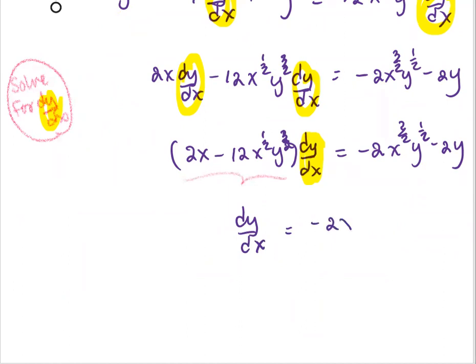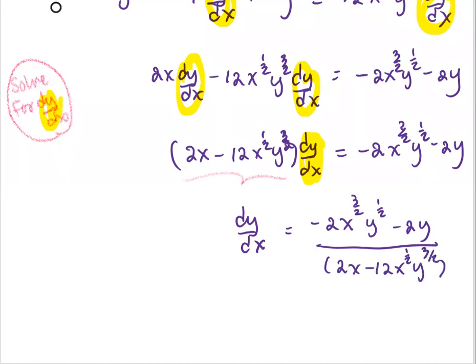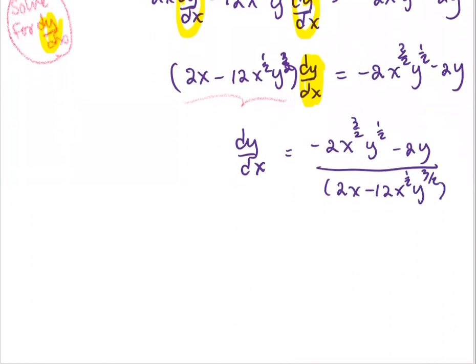So then the right hand side is negative 2 x to the power 3/2, y to the power 1/2 minus 2y, all divided by the quantity 2x minus 12 x to the power 1/2, y to the power 3/2. So this is the unsimplified solution. Okay, but the main part is done, the whole process is done, except this is not the clean solution.